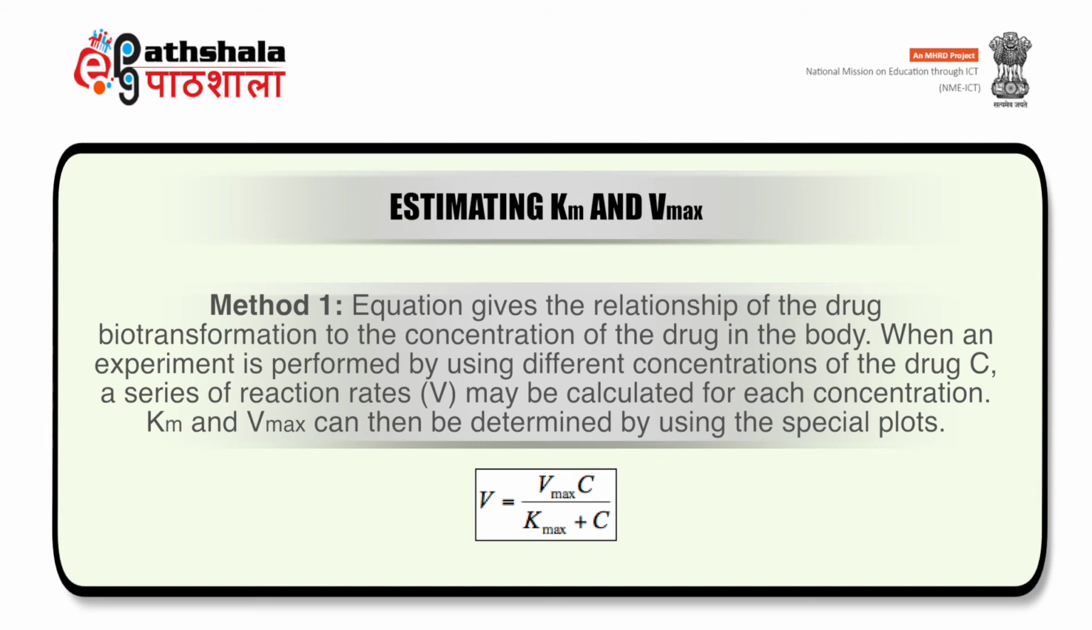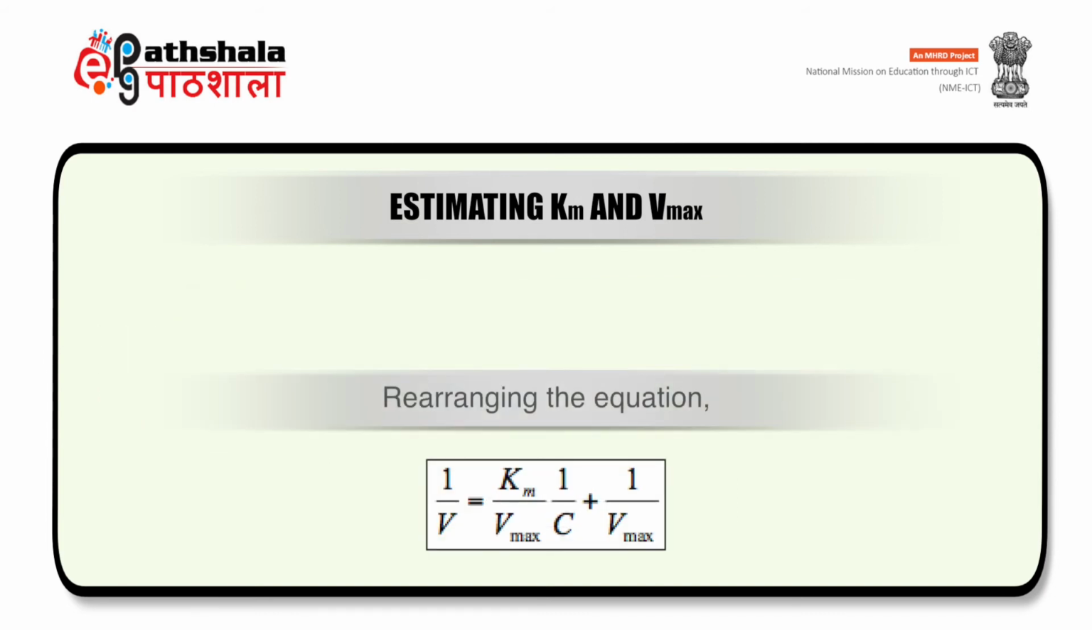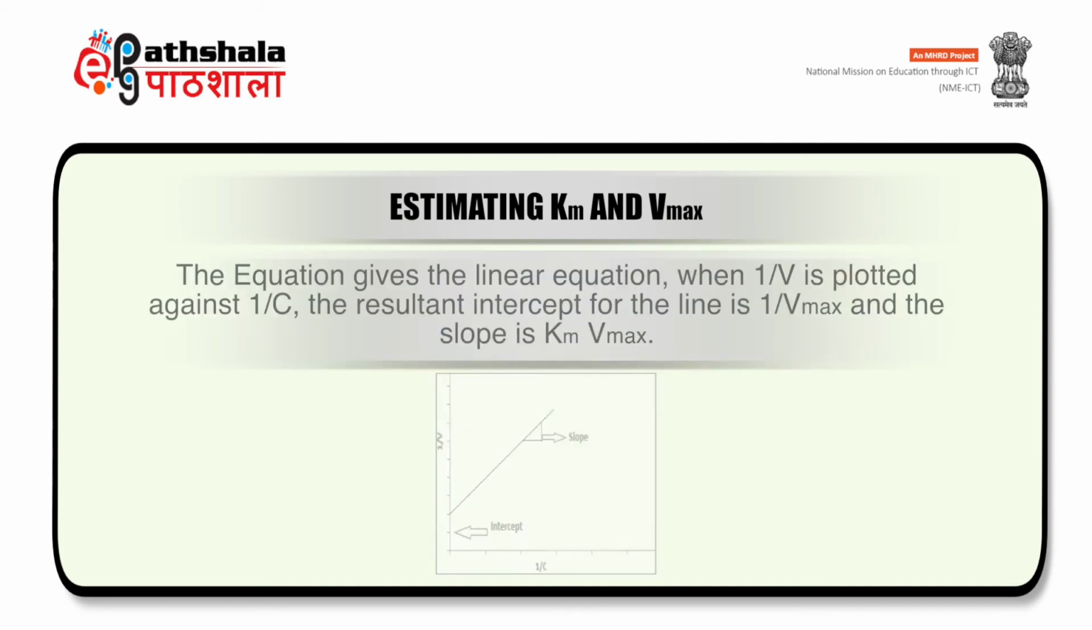Now coming to the equation, that is V equal to Vmax C over Km plus C, and rearranging the equation, the reciprocal terms of the equation lead to 1 over V equal to Km over Vmax into 1 over C plus 1 over Vmax. This equation gives a linear equation when 1 over V is plotted against 1 over C. The resultant intercept for the line is 1 over Vmax and the slope is Km divided by Vmax. The plot here shows 1 over V on the y-axis and 1 over C on the x-axis. The straight line gives slope and intercept, where slope is given by Km over Vmax and the intercept relates to 1 over Vmax.